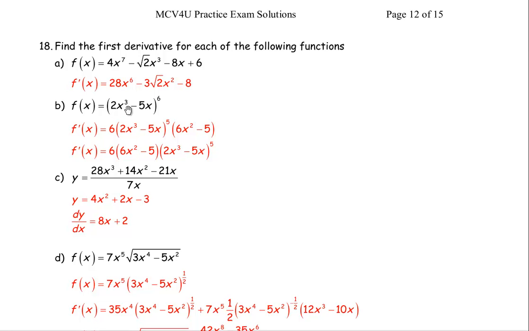So the derivative of 2x cubed would be 6x squared. 3 times 2 is 6. Reduce the exponent by 1 to 2. And the derivative of negative 5x is negative 5. Now, I would normally write this in the front here along with the 6. If you want to expand the 6 in, I suppose you could, but otherwise I'll just leave it in a factored form like this.